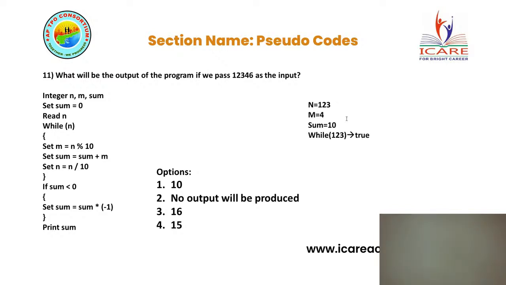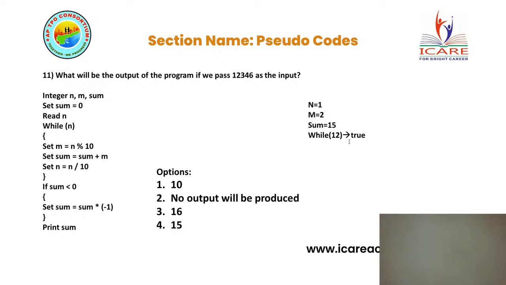m equals n modulo 10, so now the m value is 3. Sum equals sum plus m, 10 plus 3, which becomes 13. Again n equals n by 10, so 123 becomes 12. Again we are checking the while condition. 12 is true, so again we do the operation m equals n modulo 10. 12 modulo 10 is 2. So sum equals sum plus m, 13 plus 2, which is 15. Again n equals n by 10, so n equals 1.